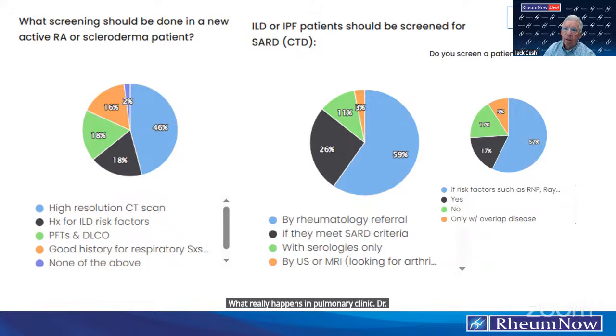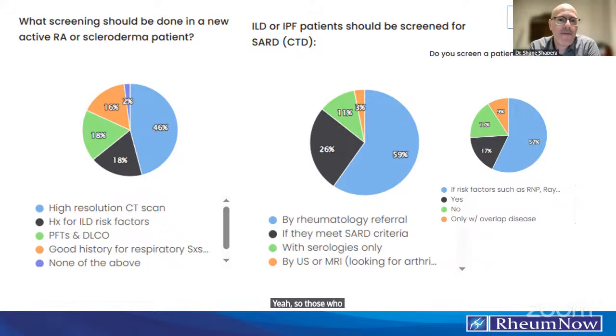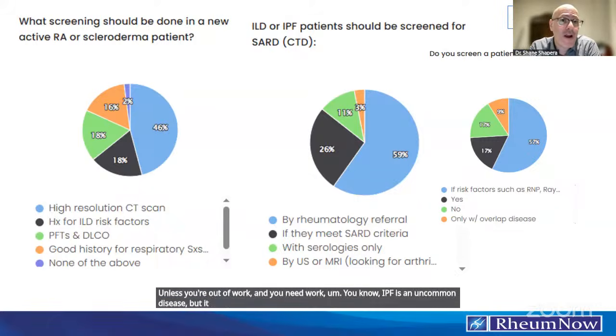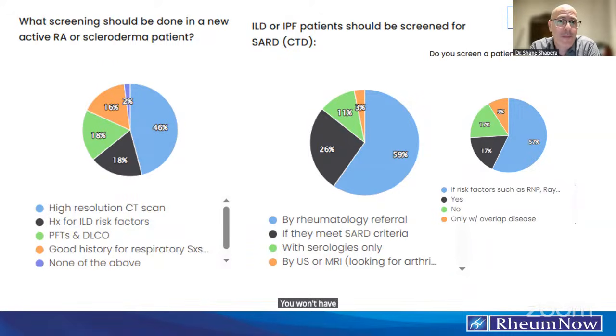Shapera? Yeah, so those who voted by rheumatology referral, be careful what you wish for. Unless you're out of work and you need work, IPF is an uncommon disease, but it's getting to be more common. And if I send you all my IPF patients, you won't have time to see the actual people who've got joint disease that need you to see them. So I'd actually disagree that we should be sending everybody to a rheumatologist. But I do think that it's part of the pulmonologist's assessment to be carefully asking.